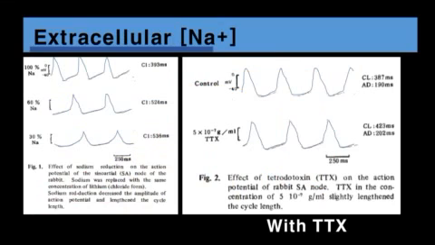First, we see the effect of extracellular sodium. As the concentration of sodium decreased, the amplitude of the action potential decreased and the cycle length was lengthened in Figure 1. In Figure 2, we can check the effect of tetrodotoxin, which is an inhibitor of sodium. In the TTX situation, the cycle length was slightly lengthened.